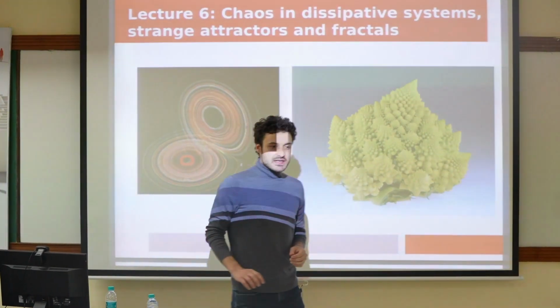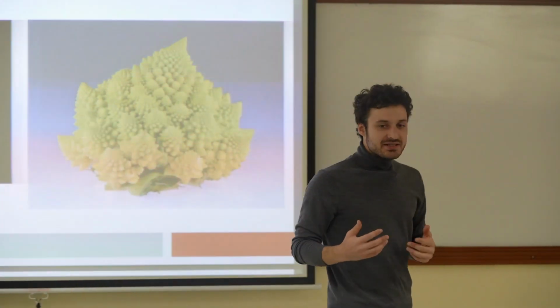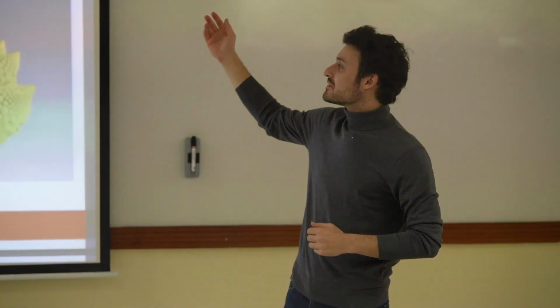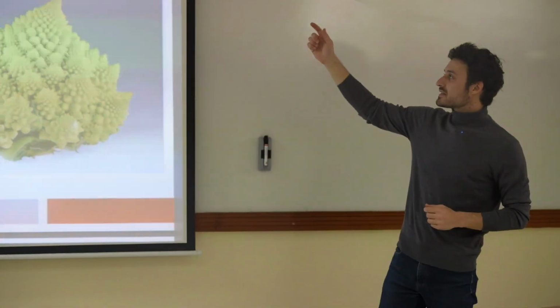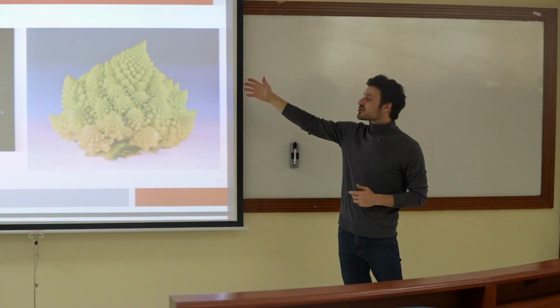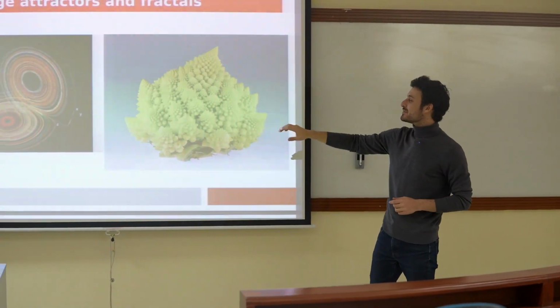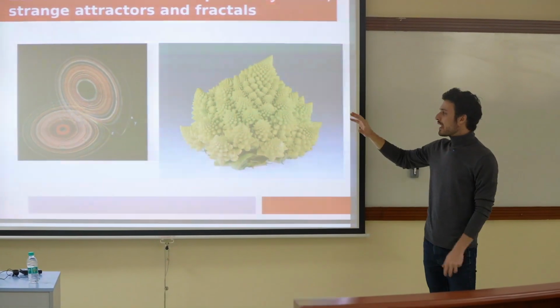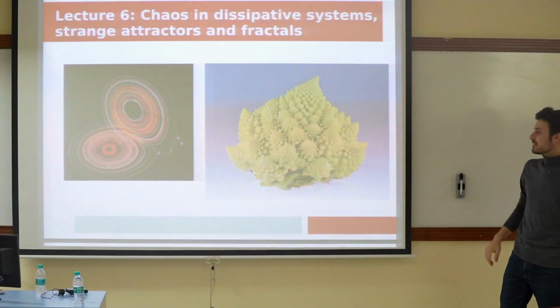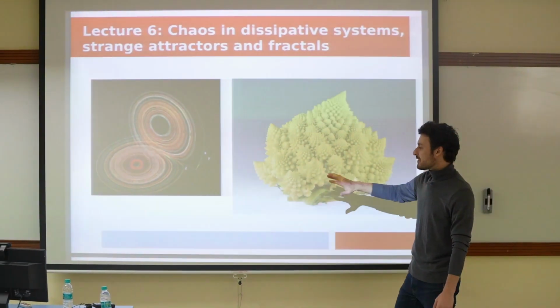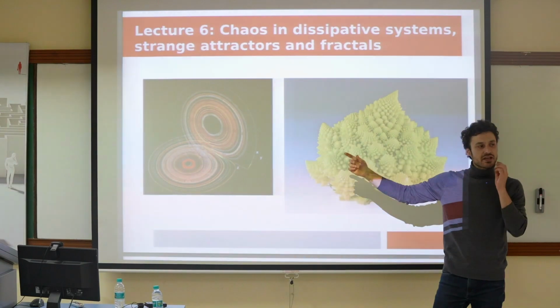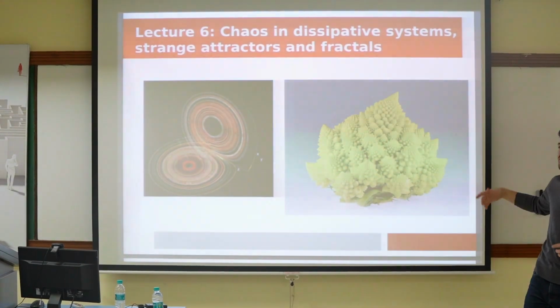So today we're going to be studying chaos in a particular type of system, in what are known as dissipative systems, and we'll have a look at strange attractors. These figures, you've already seen them, and I've loosely introduced them to you, but we'll have a more detailed look at what they actually mean. And we'll also have a look at an interesting feature of chaos, its relationship to fractals.